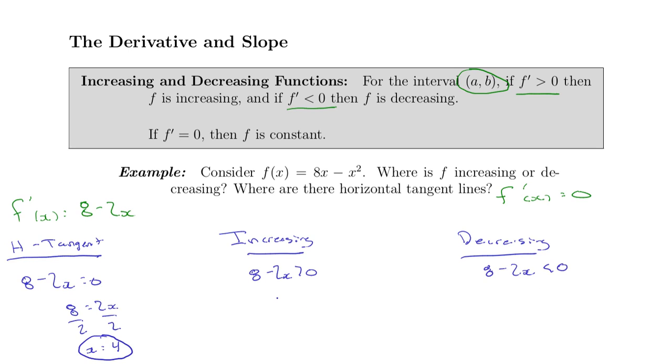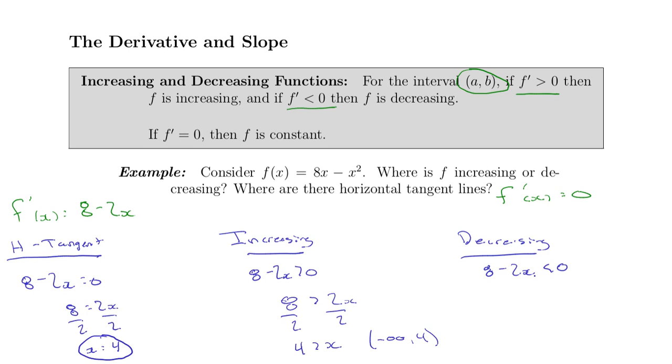Now, what you might remember all the way back in continuity is that when we solved inequalities, we didn't just solve them using algebra. In this case, it's pretty easy to do it. You can add 2x to both sides, and we've got 8 is greater than 2x. You can divide by 2, and you've got 4 is greater than x. Or if x is less than 4, what that means is negative infinity to 4. That's where this thing is increasing.